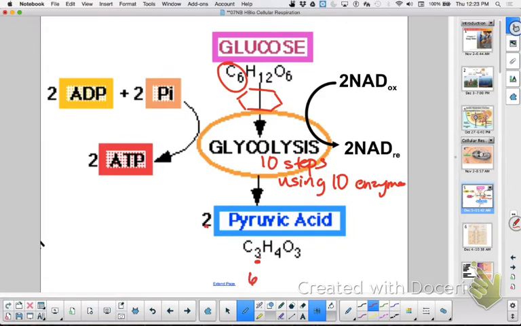Six. And we know that glucose has 12 hydrogens, but 2 times 4 is what? 8. So I have lost some hydrogens. The hydrogens and their energy, their electrons, were given to who? NAD. That's how it got reduced. It got reduced with the hydrogens from glucose.